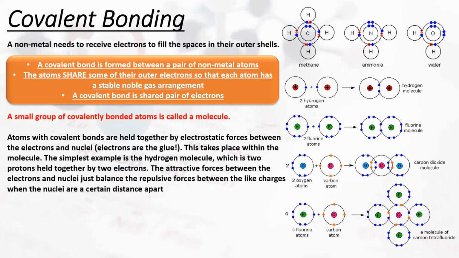So 1 from the first fluorine, 1 from the second fluorine. They share it, and therefore by doing that, each of those atoms now has 8 valence electrons. So that's stable noble gas configuration. Carbon dioxide is another example.